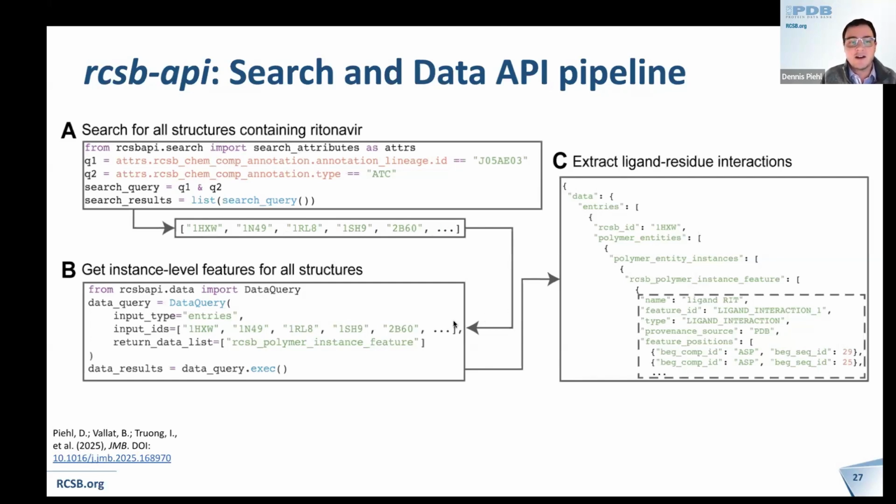You then provide that list of identifiers to the data API module and request the instance feature information from those structures. In response, you get the list of instance features, which contains information like the ligand interactions, as well as the specific binding sites of those ligands. And so you would then parse this result set and extract out the specific information that you want and adjust it to however you need for your own research purposes. And actually, Ivana will be demonstrating this pipeline right now.